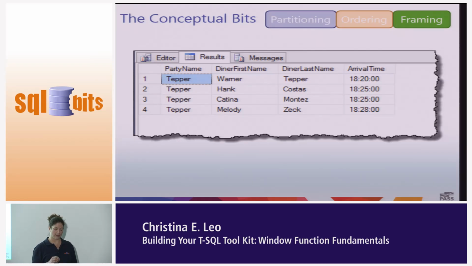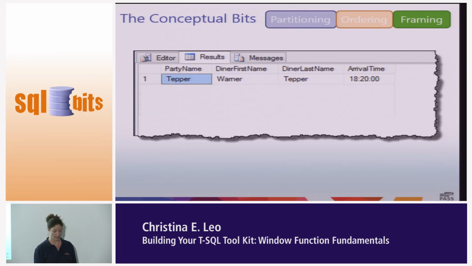So if we think about the frame boundary being Warner, plus everyone else in the group that precedes Warner, all of a sudden his position in the window becomes important to the calculation. So his count is 1, plus everybody in the group that came before him.